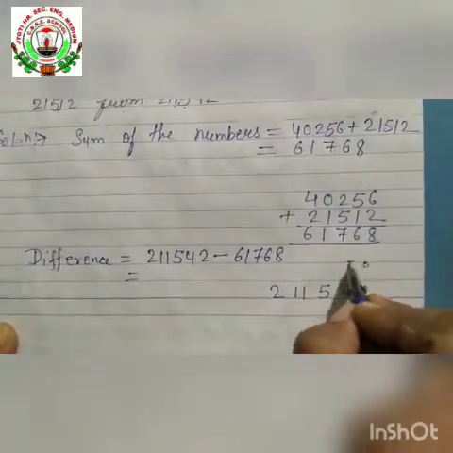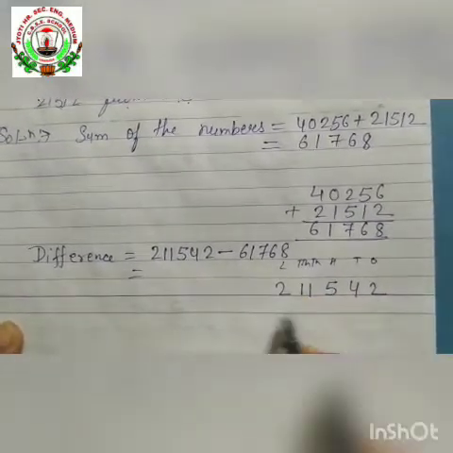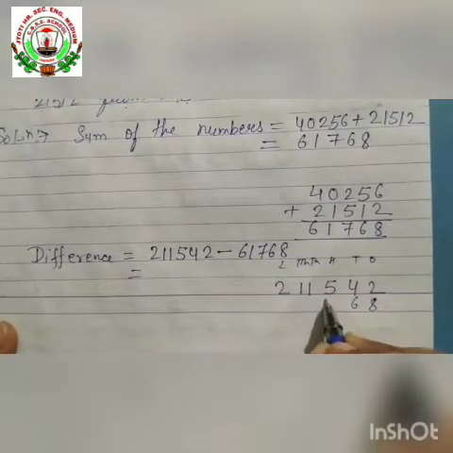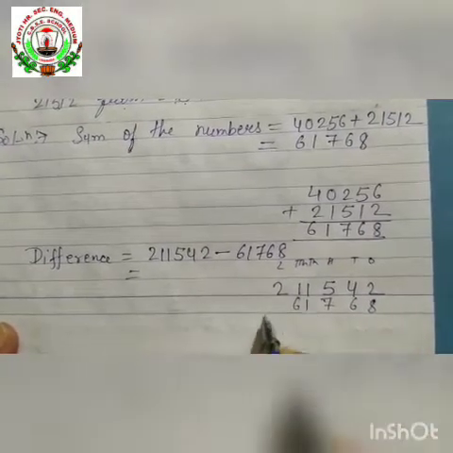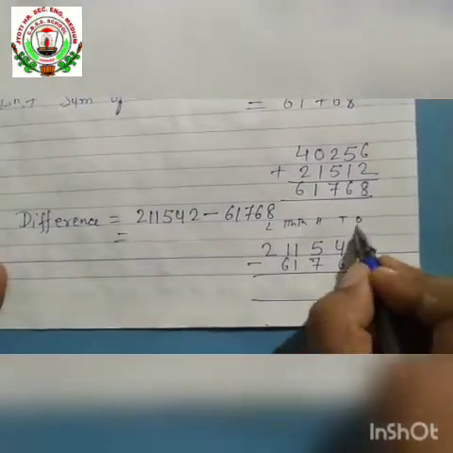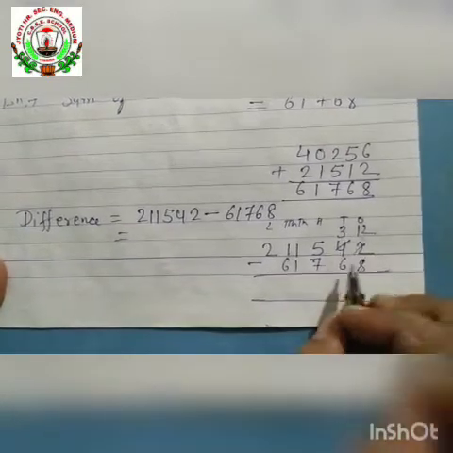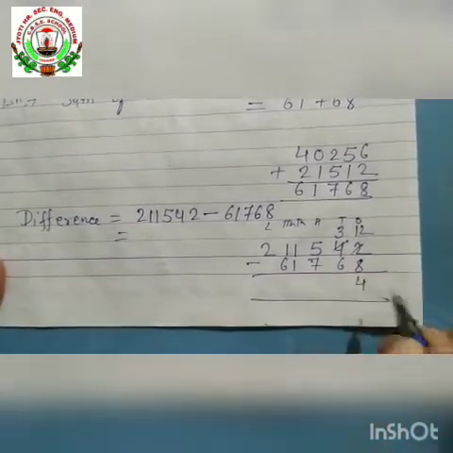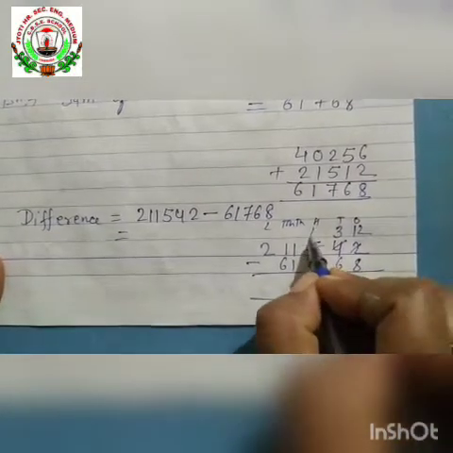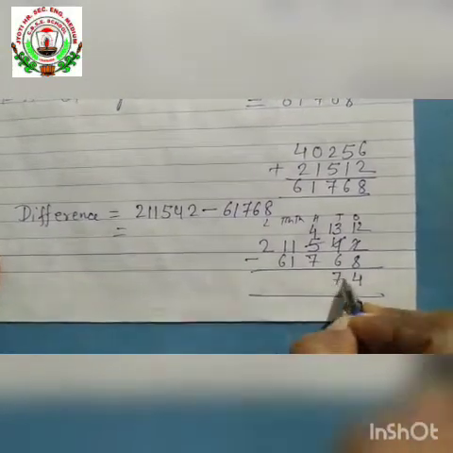It is ones, tens, hundreds, thousands, ten thousands, lakh, and this is the number. The sum of the numbers is below it. Put the minus sign. 2 is smaller than 8, so we will borrow from the tens column. Now it will become 3. 12 minus 8 is 4. We can't subtract 6 from 3. Again we will borrow. It becomes 4 and it becomes 13. 13 minus 6 is 7.